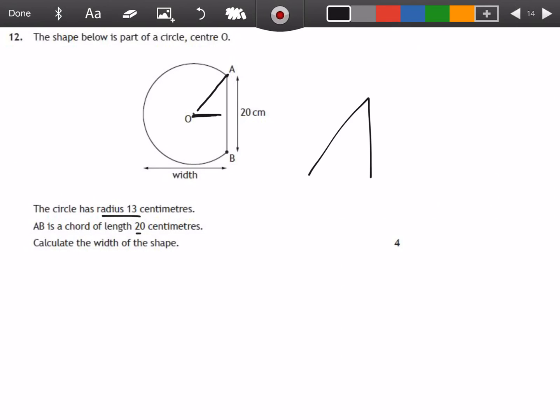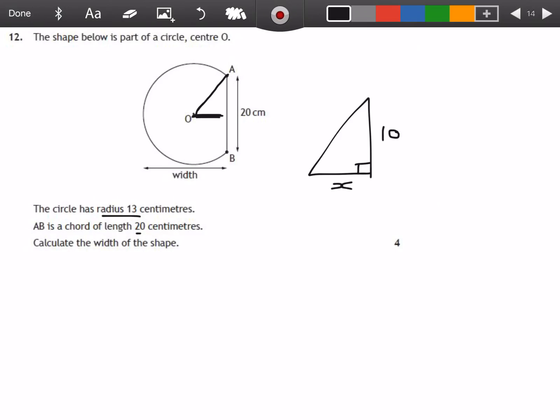I'm just going to draw it out separately. Right, what values do we know? We know this one down the side is 10 because any time you draw that like that, it always halves that chord, so it's half the 20. This has created a right-angled triangle. The bit across the bottom is the bit we're trying to find. I'm going to call that one x.